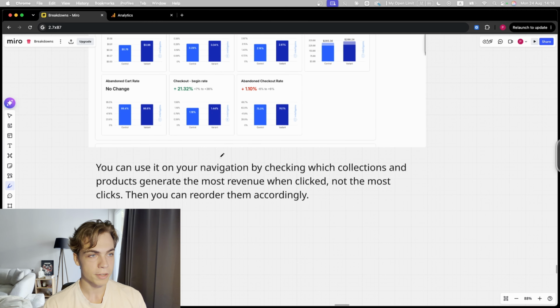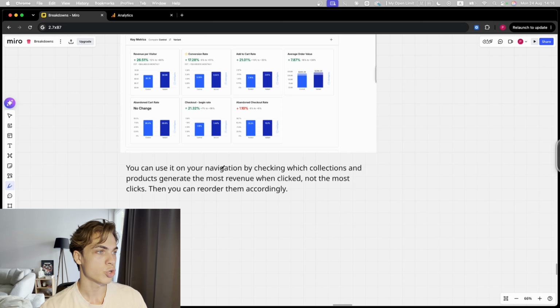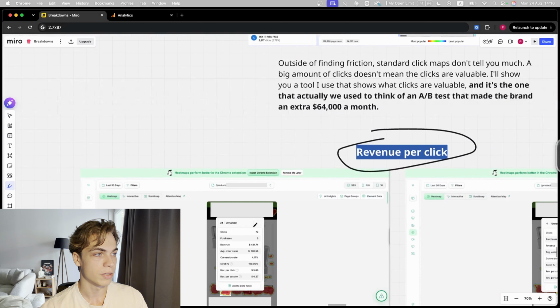And stuff like this, you can use on your navigation. You can check which collections and products are generating the most revenue when clicked. Because again, if you're getting a lot of clicks but you're not making money, those clicks are useless, right? And then you can reorder your navigation accordingly, and of course it's useful for other things as well.